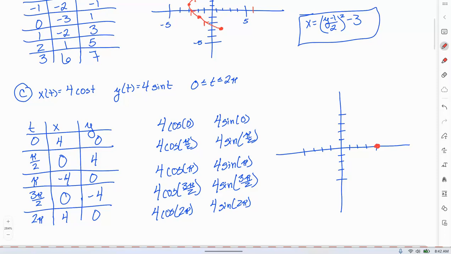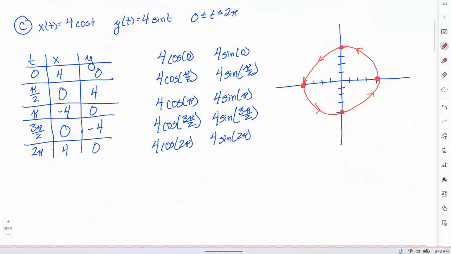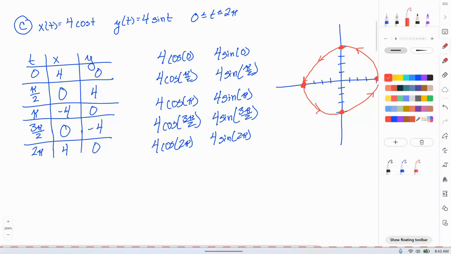And then I'm moving to 0, 4, which is here. And then I'm moving to negative 4, 0. And then I'm moving to 0, negative 4. And then back to 4, 0. So this thing is moving in a counterclockwise direction.